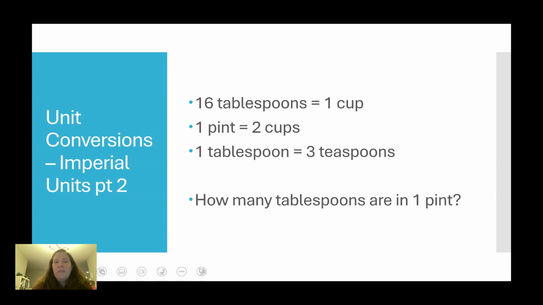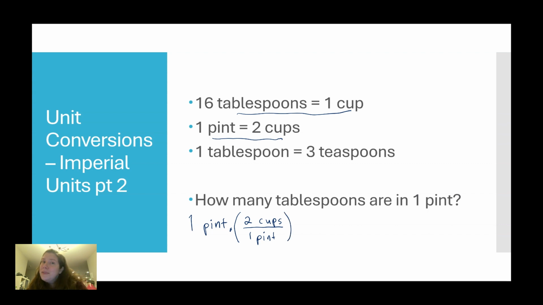So we're starting with 1 pint. And I don't have a direct pint to tablespoons conversion. So I'm going to go through cups first because I know that 1 pint is 2 cups, and then I know how to get cups to tablespoons. So 1 pint, that's the bigger unit, is going to have to get multiplied by 2 because I can fit more of those smaller cups inside a pint.